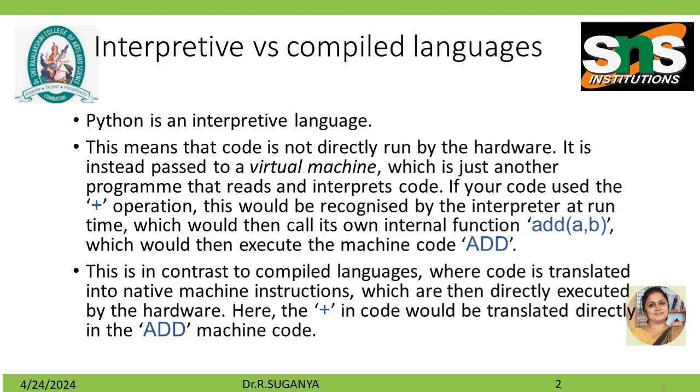Interpretive versus compiled languages. Python is an interpretive language. This means that the code is not directly run by the hardware. It is instead passed to a virtual machine, which is just another program that reads and interprets the code. If a code uses the plus operation, this would be recognized by the interpreter at runtime, which would then call its own internal function, that is the add function, which would then execute the machine code add.